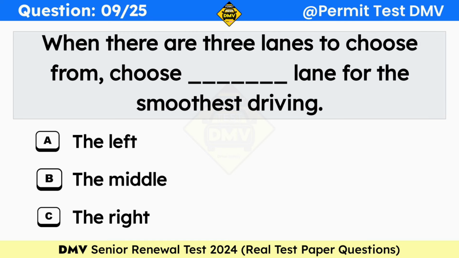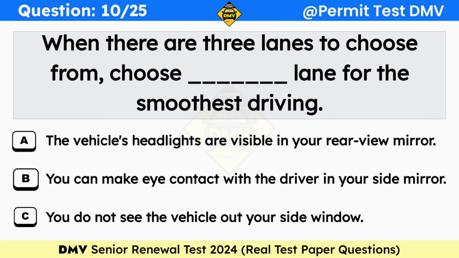Question 9. When there are three lanes to choose from, choose lane for the smoothest driving. Option A, the left. Option B, the middle. Option C, the right. Correct answer, option B, the middle. Question 10. How will you know it is safe to merge back in front of a vehicle you have just passed? Option A, the vehicle's headlights are visible in your rearview mirror. Option B, you can make eye contact with the driver in your side mirror. Option C, you do not see the vehicle out your side window. Correct answer, option A, the vehicle's headlights are visible in your rearview mirror.